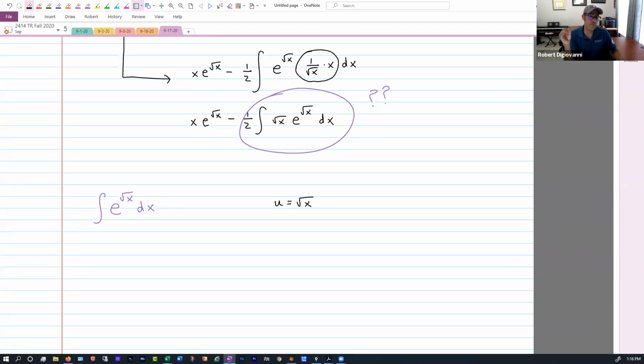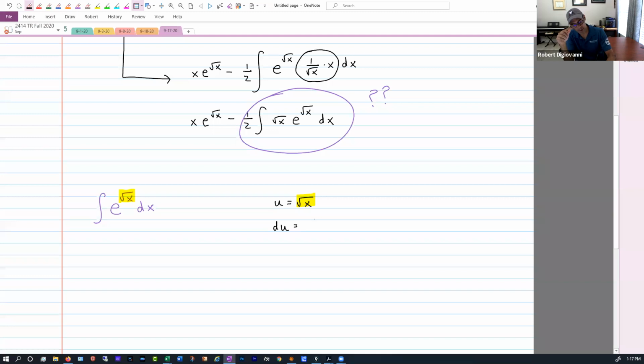Now, when we were learning basic substitution, I said that you should be looking for something and its derivative, right? So here I've got my something. There it is, root x. I can replace that with u, but I don't see its derivative anywhere. Do you? No, right? The derivative of the square root of x is 1 over 2 root x. I don't see that anywhere, but it's still going to work. All right.